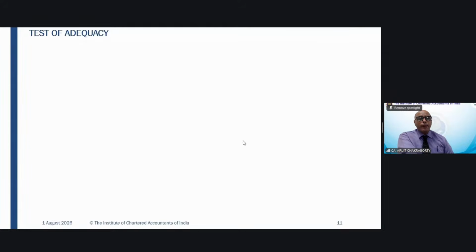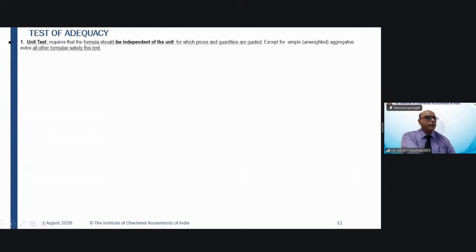Now we look at the last part. We understand the last part of chapter 18, and that is the test of adequacy. So we are on slide number 11, and we will now take the last part, जो कि है adequacy. 4 तरह का adequacy test है. You need to remember the basic principle of the 4 tests, यानी concept क्या है और कौन सा इंडेक्स नंबर है जो ये टेस्ट पास करता है.